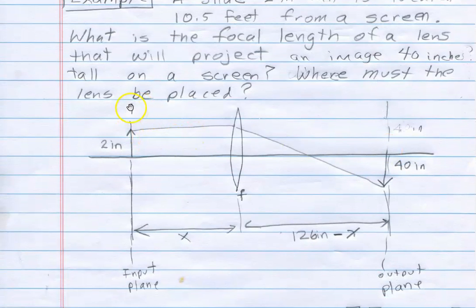For imaging, getting images of objects, put the input plane on the object and put the output plane on the image. I know this total distance is 10.5 feet. And given some of these dimensions in inches and some in feet, this is obviously an engineering type problem. But I know that 1 foot is 12 inches, and so 10.5 feet is 126 inches.